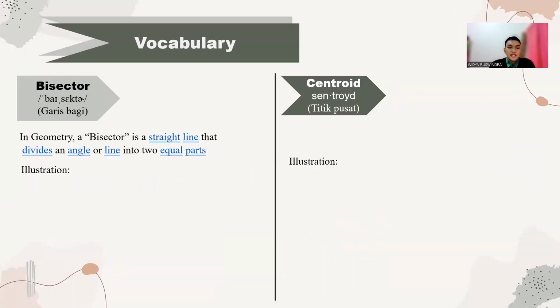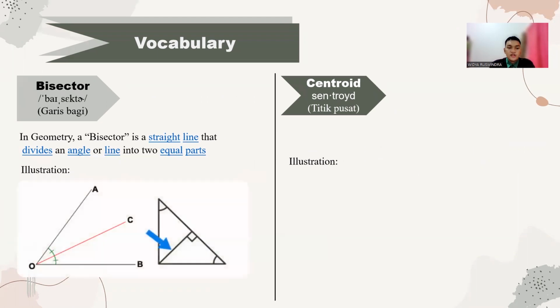The next vocabulary is bisector. And in Indonesian, we say garis bagi. In geometry, a bisector is a straight line that divides an angle or line into two equal parts. This is for illustration. Angle BOC equals angle COA.